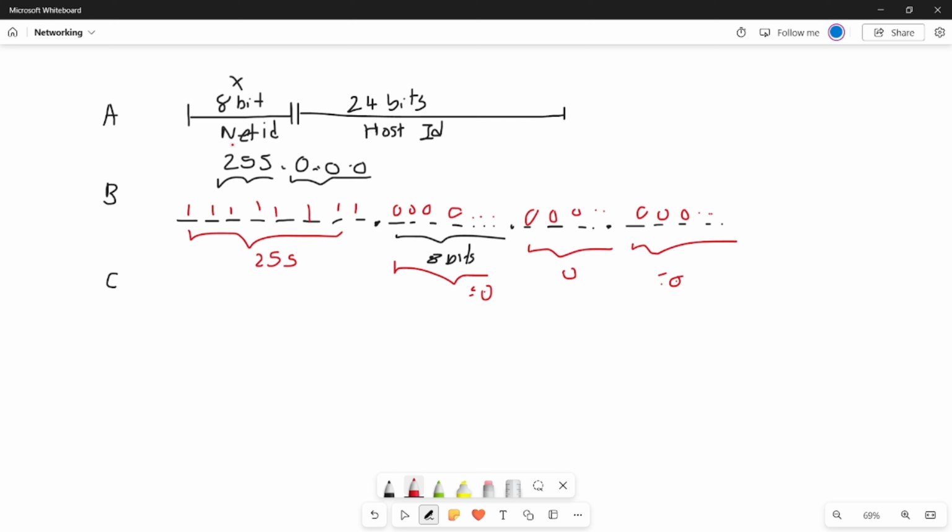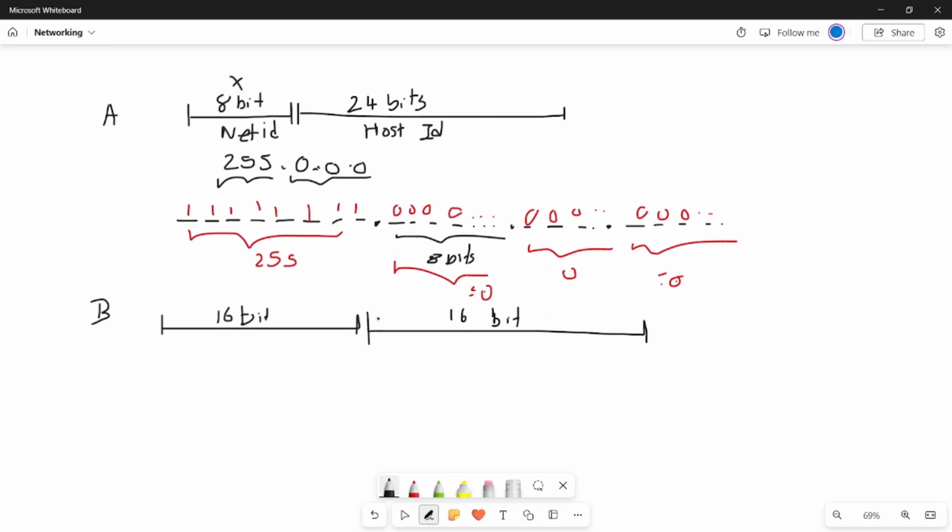So this is the subnet mask of a class A IP address. If we consider a class B IP address, we know the first 16 bits are used for the net ID and the other 16 bits are used for the host ID.